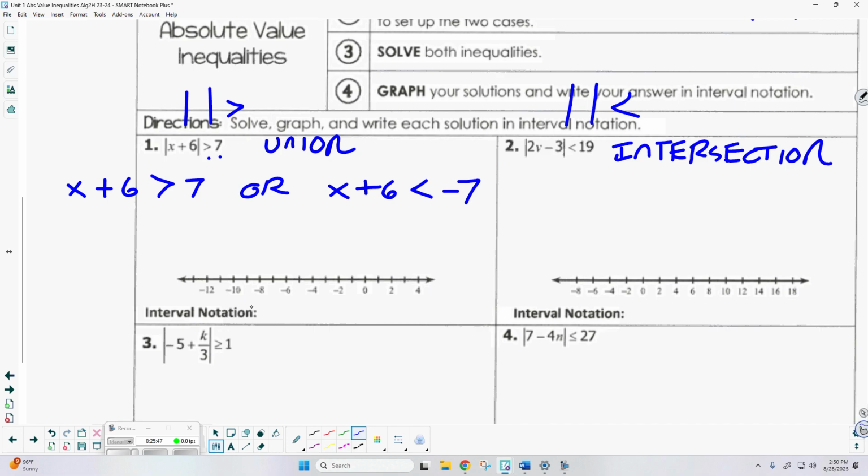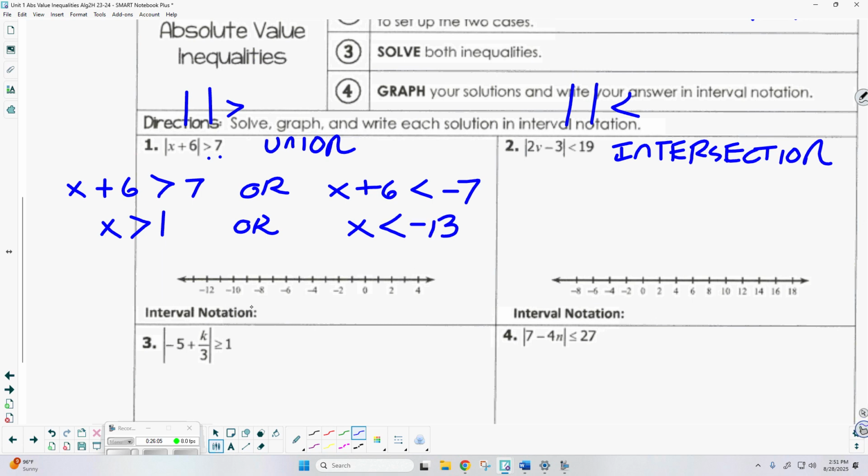Oh, okay. All right, so now let's go ahead and solve these. So if I subtract 6, x is greater than what? 1. Or if I subtract 6 this time, negative 7 minus 6, x is less than negative 13.